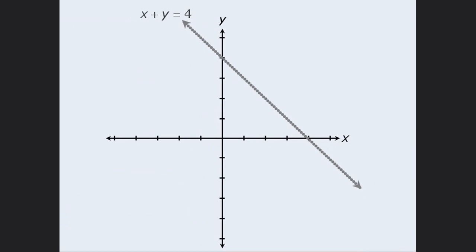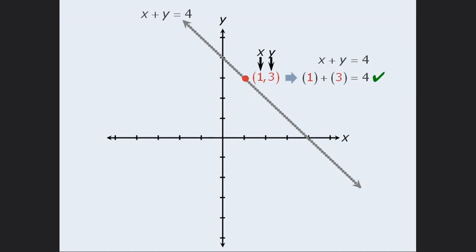Now when we say that a point is a solution to the equation, we mean that the coordinates of that point satisfy the equation. So the x-coordinate of this particular point is 1, and the y-coordinate is 3. And when we take the equation and replace x with 1 and y with 3, these coordinates add to 4, which means they satisfy the given equation.